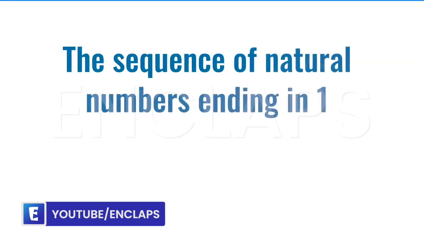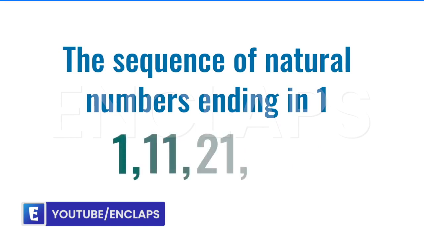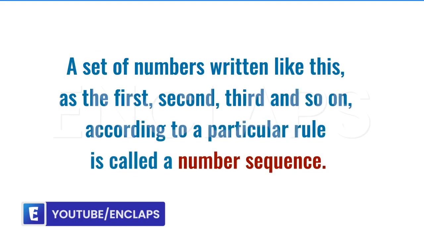Now let us consider another sequence. Here we can see a sequence of natural numbers ending in 1. That is 1, 11, 21, 31, etc. Similarly, a set of numbers written like this as first, second and third according to some particular rule is called a number sequence.